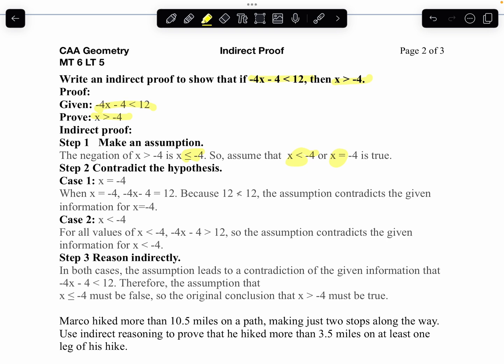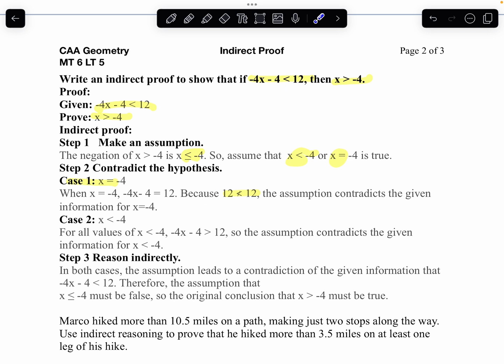So case 1 is when it's equal. So I assume x equals negative 4. So when x equals negative 4, my answer to negative 4x minus 4 is 12. Now that's a contradiction because 12 is not less than 12. So that's what I say. We want to find a contradiction of our hypothesis if we can. So that assumption is wrong.